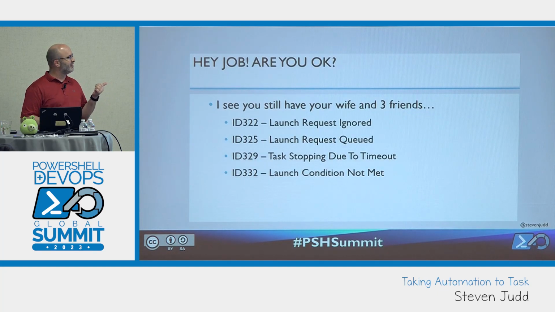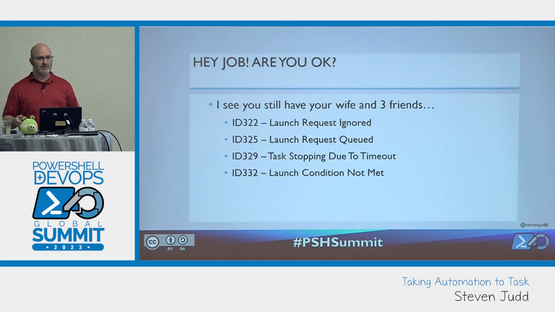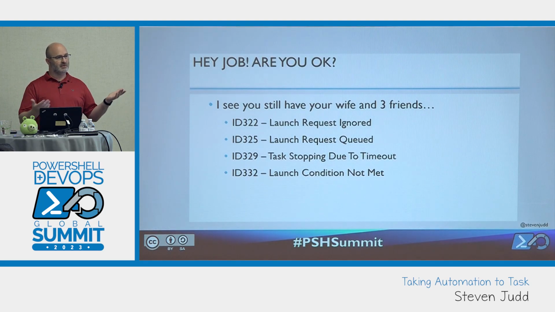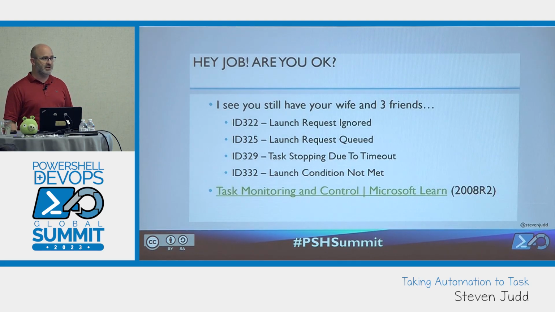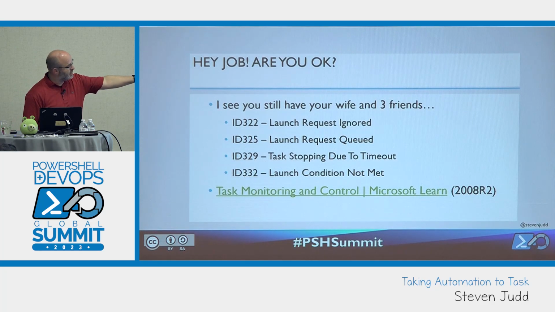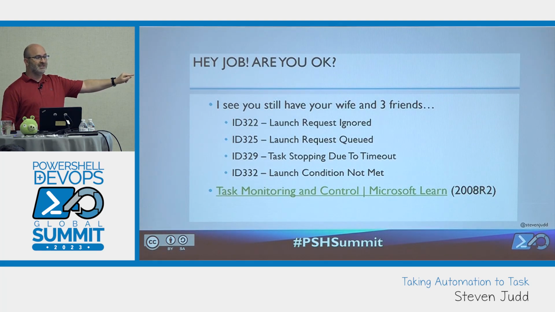So here are the wife and 3 friends for the jobs for when things go poorly. It's launch request ignored, launch request queued, task stopping due to timeout, and launch condition not met. So if you are running tasks that you need to know whether they were successfully running or not, these are the events that you need to pay attention to. And then you'll know what the status of your tasks are. And if you want to get the documentation on this, good luck, because 2008 R2 is the only documentation I could find on these task numbers.